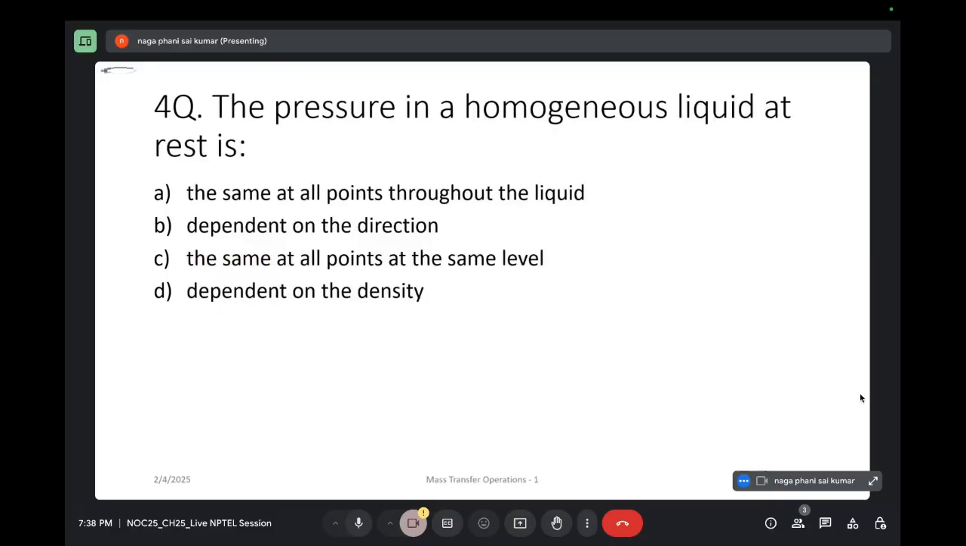Coming to the fourth question: the pressure in a homogeneous liquid at rest is the same at all points throughout the liquid, depending on the direction, the same at all points at the same level, or dependent on the density. So which factors influence the pressure in a homogeneous liquid at rest? Which of these will be correct for a homogeneous liquid at rest? Pressure will be the same at all points at the same level, right? This is option C.